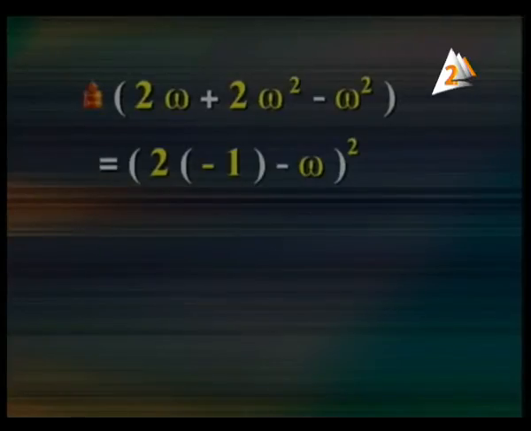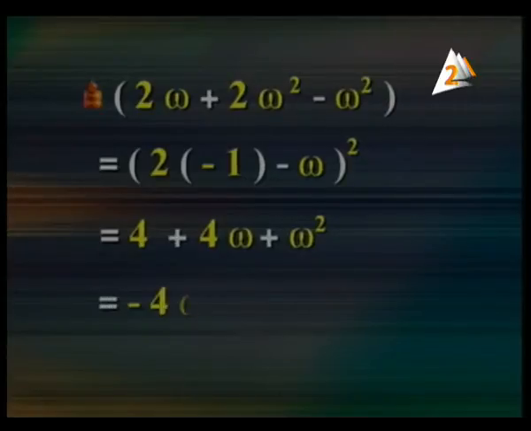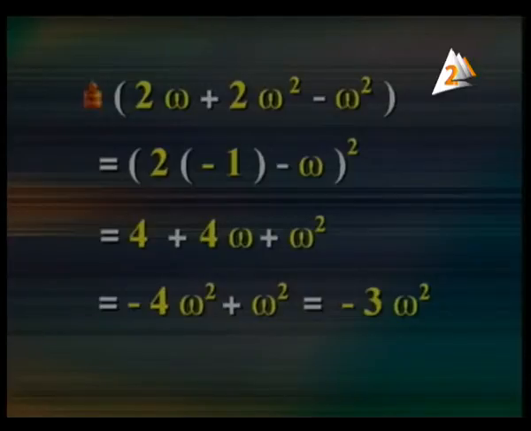Look at 2 omega plus 2 omega square negative omega square equals 2, the highest common factor, multiplied by negative 1 negative omega, all to the power 2, equals 4 plus 4 omega plus omega square. Negative 4 omega square plus omega square equals negative 3 omega square.